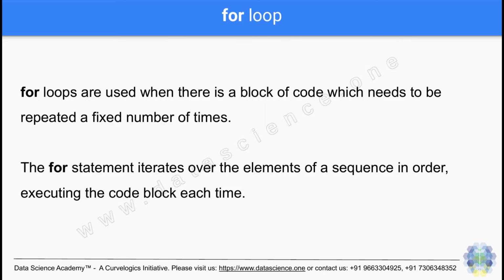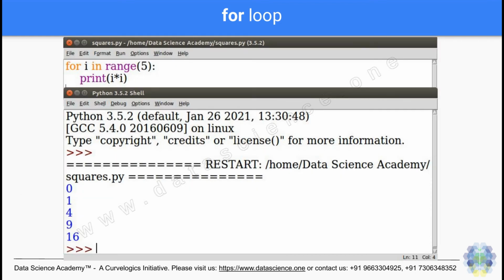For loops are used when there is a block of code which needs to be repeated a fixed number of times. The for statement iterates over the elements of a sequence in order, executing the code block each time. A simple for loop can be illustrated by printing the squares of numbers from 0 to 4. The for loop is saved as a Python script called squares. This script is run within IDLE, which prints out the squares of the given numbers. In case you are confused about the range function, we ask that you watch our video on lists.